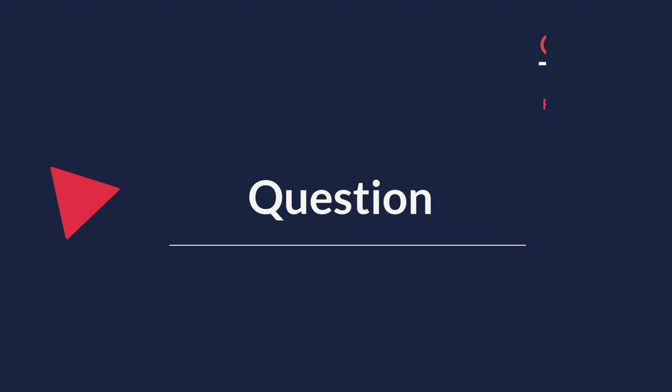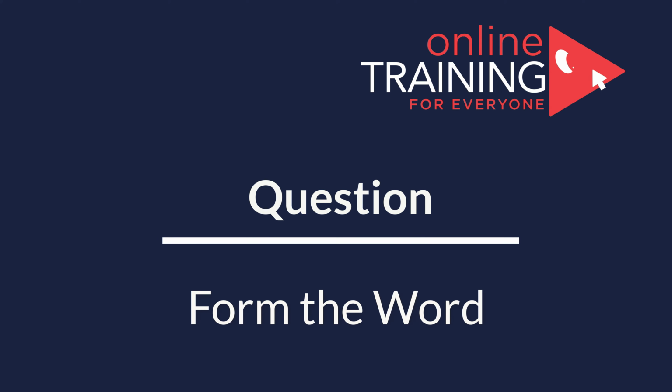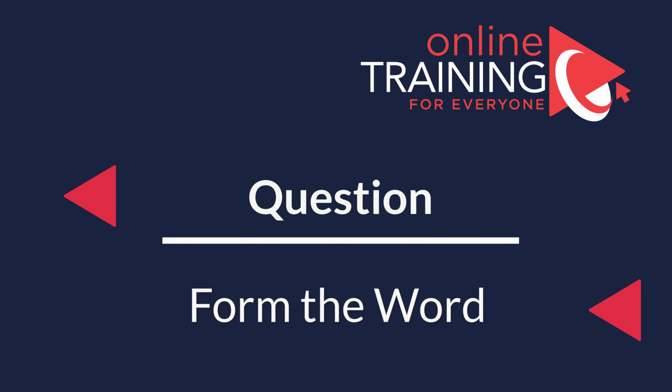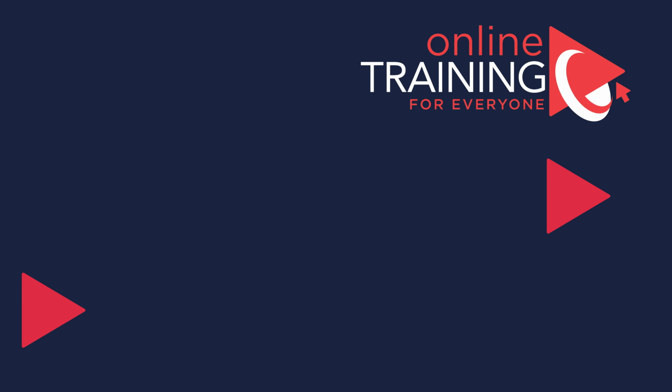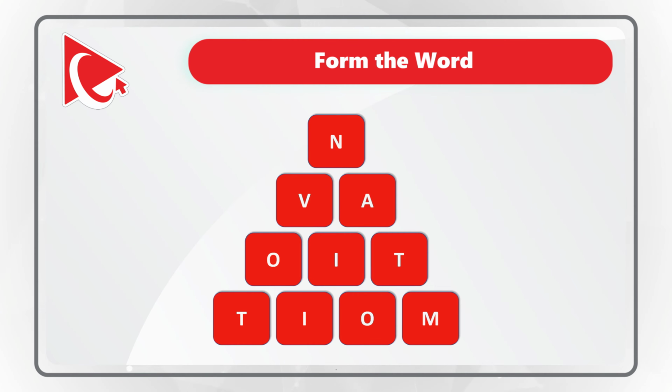One of the very hard challenges is forming words using a certain number of letters of the English alphabet. In this question, you're presented with 10 letters and you need to form a word using all the letters only once. The letters are N, V, A, O, I, T, and T, I, O, M. Do you see the word here?